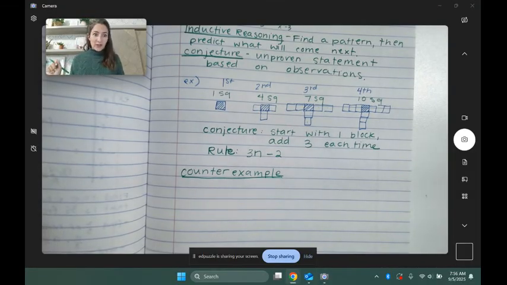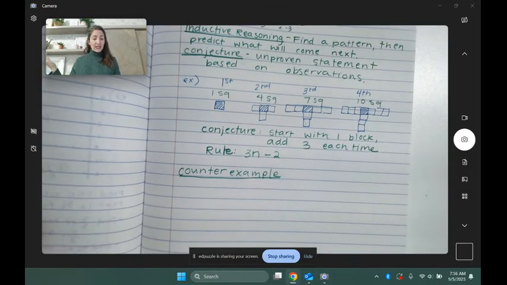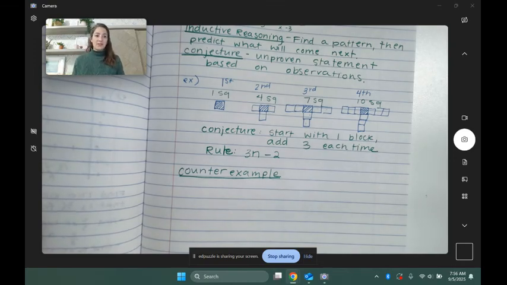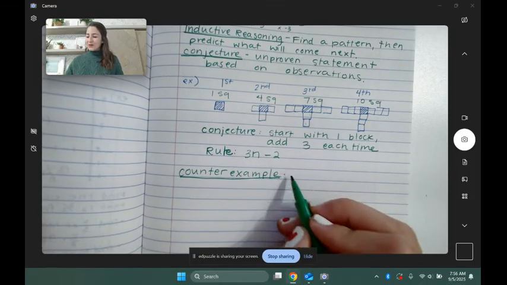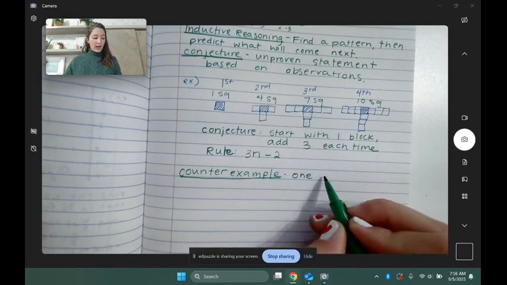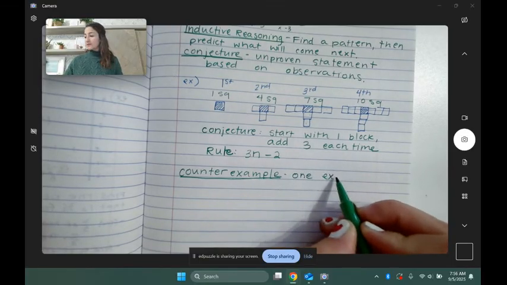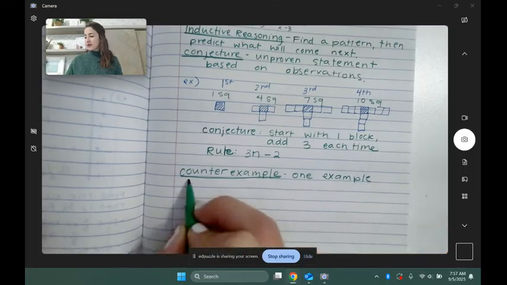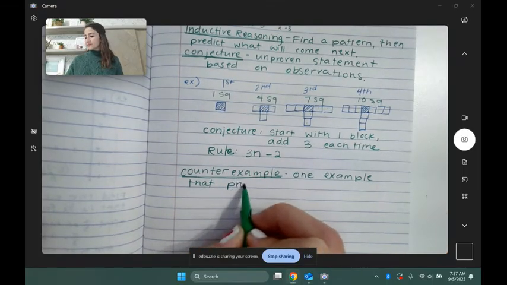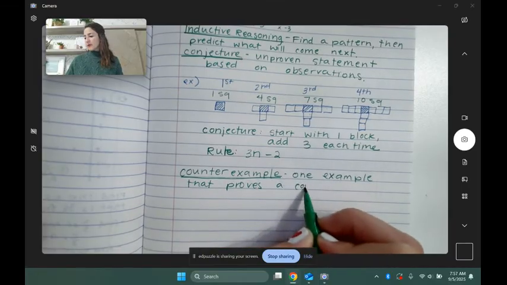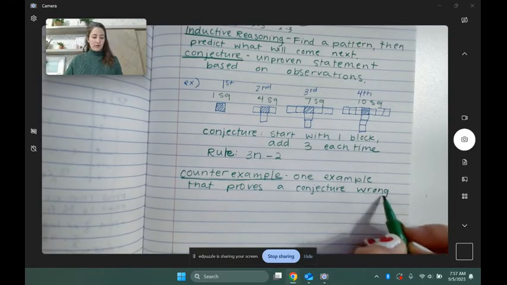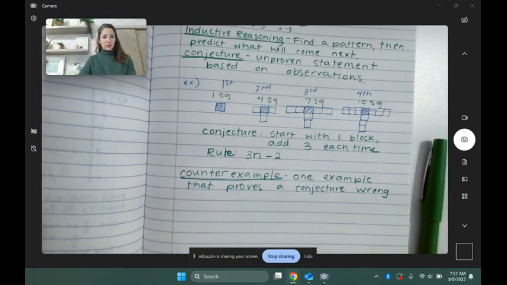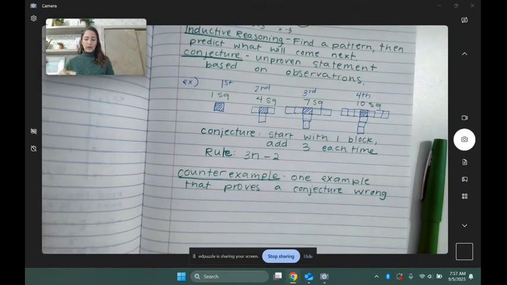I've never seen her wear a red shirt before. So based on what I've seen, she wears green shirts all the time. A counter example would be a picture of me wearing a different colored shirt, which does exist. So a counter example is just one example that proves a conjecture wrong. Like Miss Soli always wears green shirts. Wrong. She can wear red too.